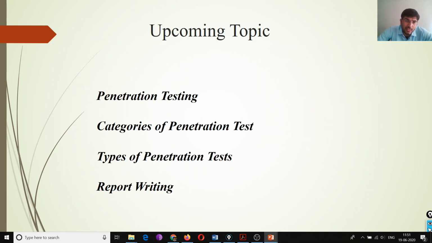So in the next topic we will discuss the categories of penetration testing. There are three categories: black box, white box and gray box. Then we will discuss the types of penetration testing. Then we will discuss report writing.